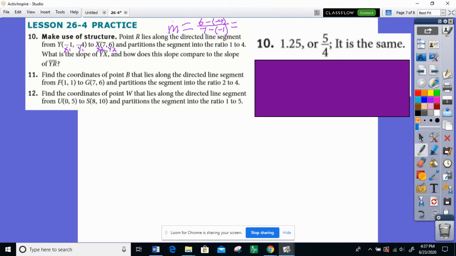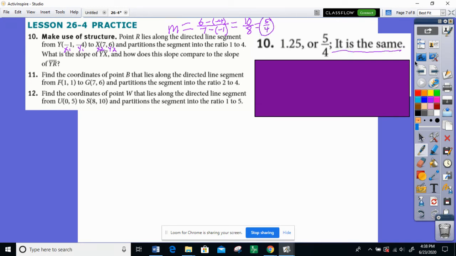That's not a positive 4, that's a -4. When you subtract a negative value, that's the same as adding the positive value of that number. So that's the same as 6 plus 4, which is 10. 7 minus -1 is 8. So that's how we get that slope of 5 over 4.